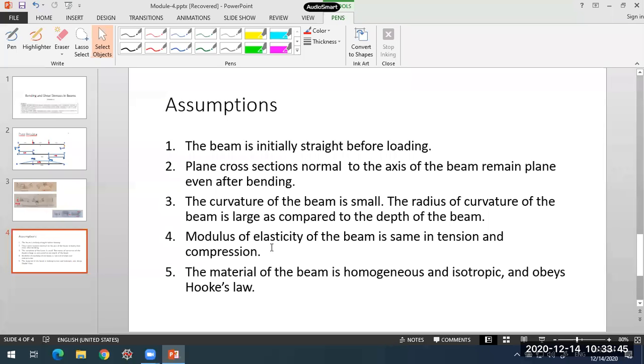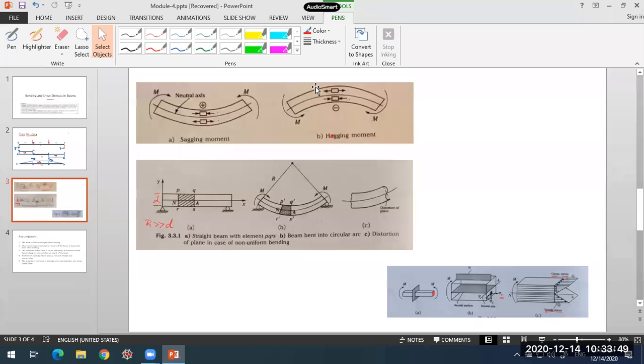Okay, that is the assumption, because when you are studying the bending stresses, you will come across both tensile as well as compressive stresses.